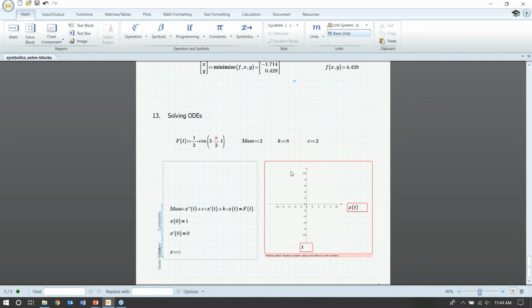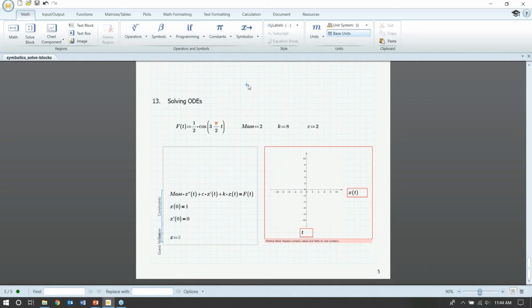And for our last solve block example, we're going to be solving an ordinary differential equation. This ODE is a mass spring damped system. We have our force pushing the system as 1/2 cosine(3π/2 t). We have a mass defined as 2. Our spring constant is k, and our damping coefficient is 2.